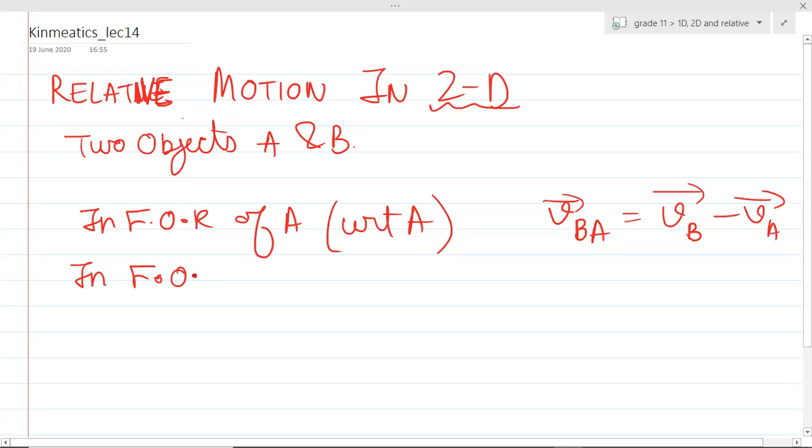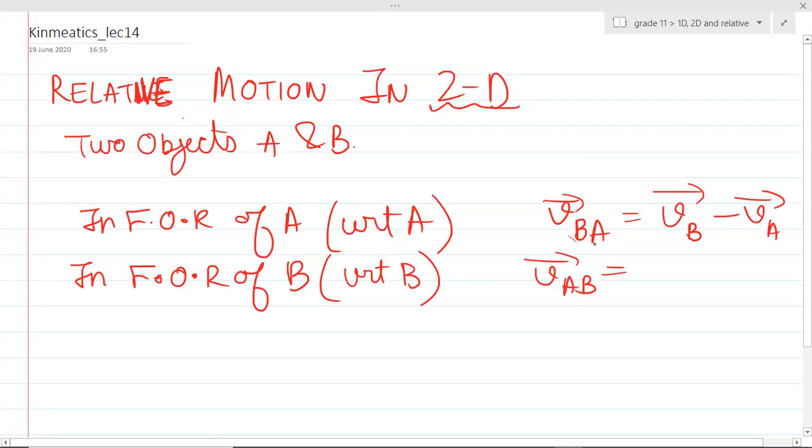So when we talk about the frame of reference of B, this will be with respect to B. So VAB will be equal to, what is VBA? Velocity of B with respect to A. What is VAB? Velocity of A with respect to B. Is this clear? Whichever object we are taking as the reference, its velocity should always be subtracted. Can you see, with respect to B? So hence B is subtracted. So always note this particular thing.